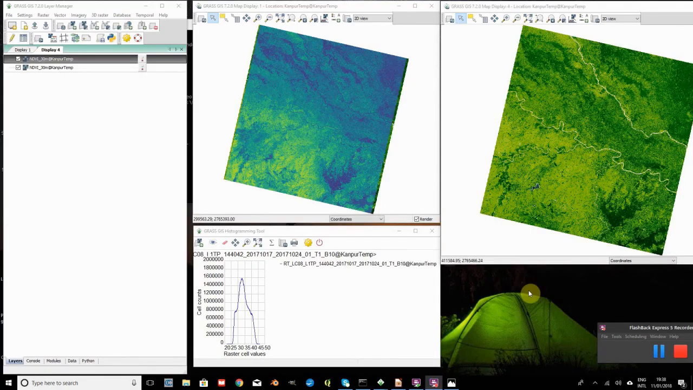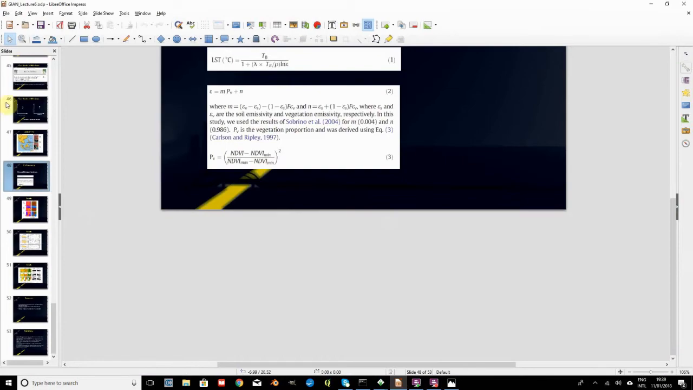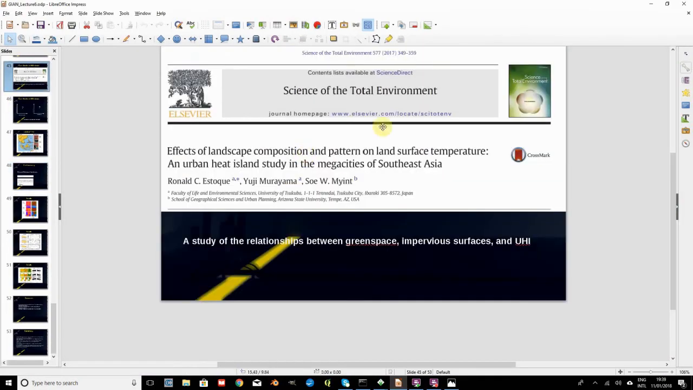So we're back into GRASS. I've got my temperature image, I've got the NDVI image, just to have a look, and I've got the top of atmospheric temperature histogram here, which is a little bit high with a peak at about 32 Celsius. So now we need to calculate a surface temperature, and we're going to start with the emissivity. I've prepared this basically from the Estoque et al. paper, so it's important that you cite this.